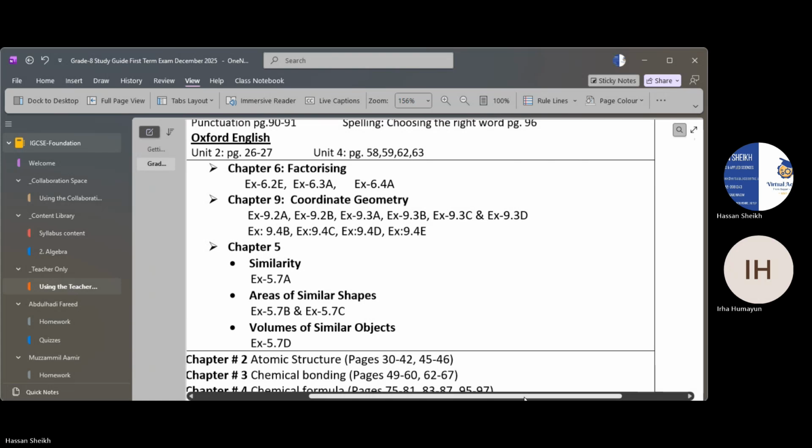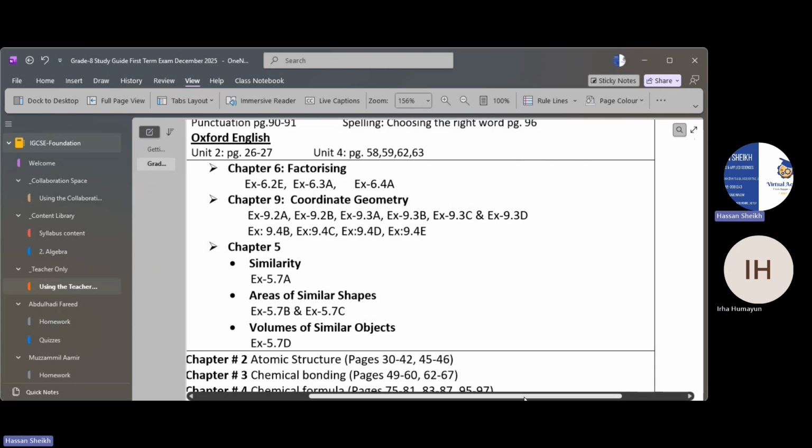Yes, sir. Is it okay if I start directly with chapter 5 first, the similarity, and then the area of similar shapes and the volume of similar objects? Yes, sir. And then later on in the next extra class, I'll cover that factorizing thing. I think that's part of algebra, if I'm not wrong. Yes, sir, like chapter 6: factorizing, completing the square, quadratic equations, simultaneously, the quadratic one, the linear ones. Yes, sir. Okay, so let's start with the similarity.